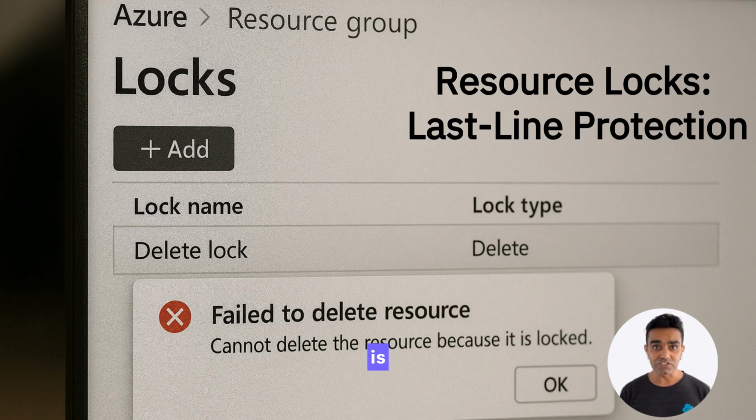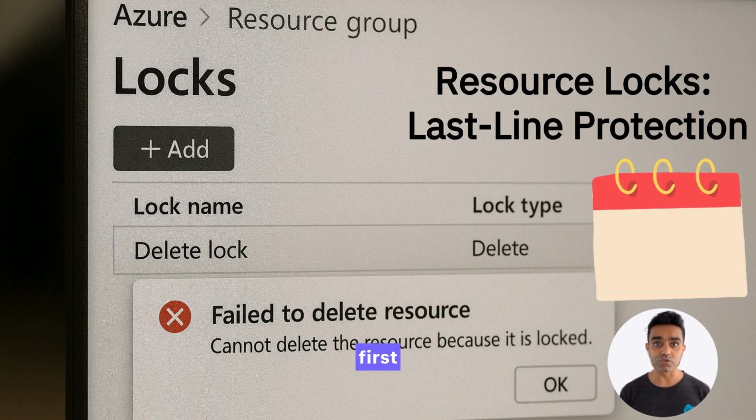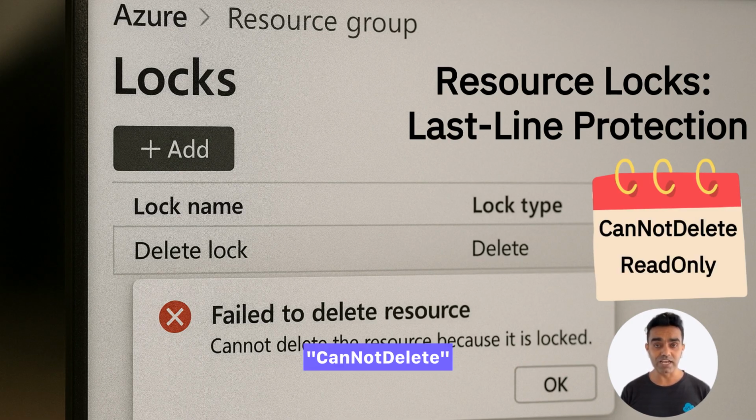Our next topic is resource locks. It prevents accidental deletion or modification. There are two types of locks available. First is cannot delete, and another one is read only. Use cannot delete to allow updates but block deletes, or use read only to block updates and deletes. Locks inherit down the scope, subscription to resource group, and then resource. This really helps you from those notorious teammates who always think something extreme like deletion in production environment.